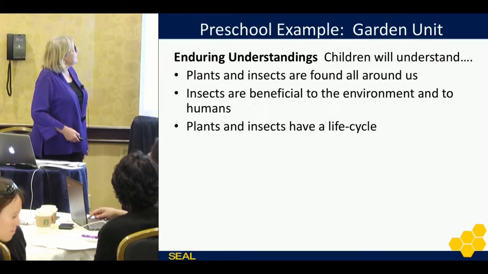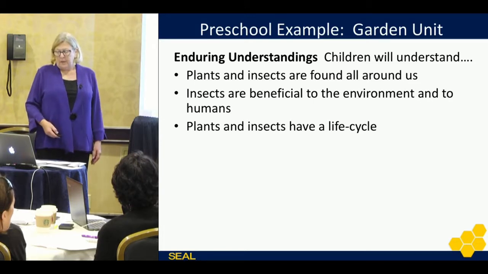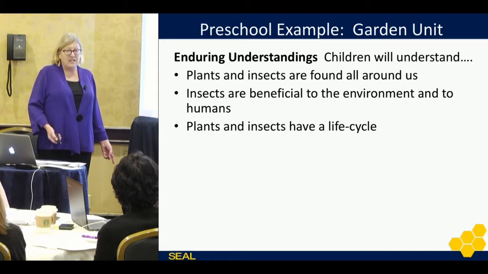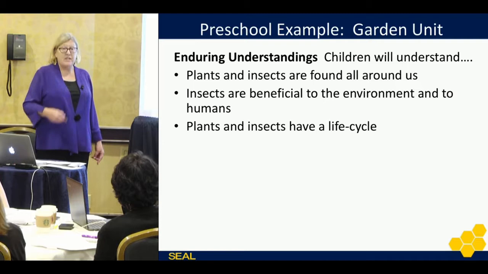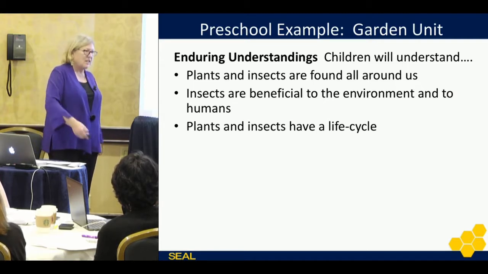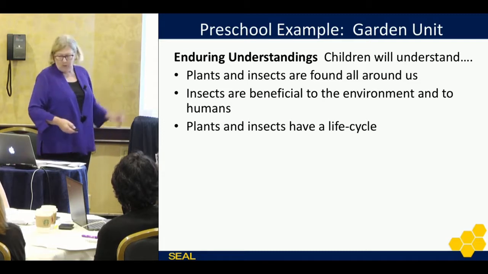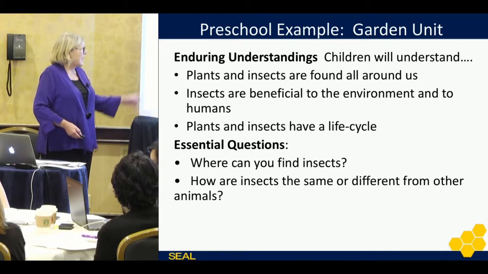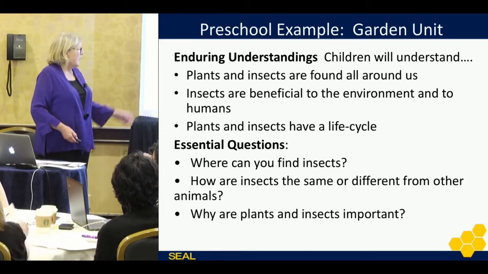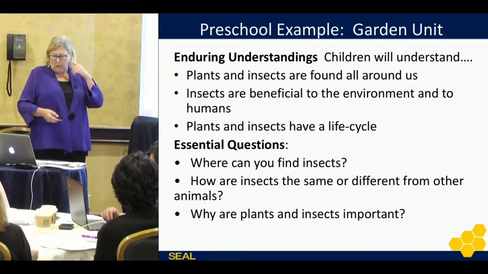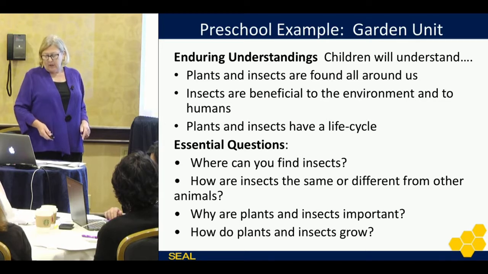Another example is from the garden unit, where children will understand plants and insects are found all around us. The insects are beneficial to the environment and to humans, and both plants and insects have a life cycle. And for those of you who are just reading the preschool foundations, that life cycle thing, living things change, is right there, right? So that's what they were going for. And then their essential questions were, where can you find insects? How are they the same or different from other animals? And why are they important? That was more what they wanted to drive the kids' thinking about and wondering about. And how do they grow?